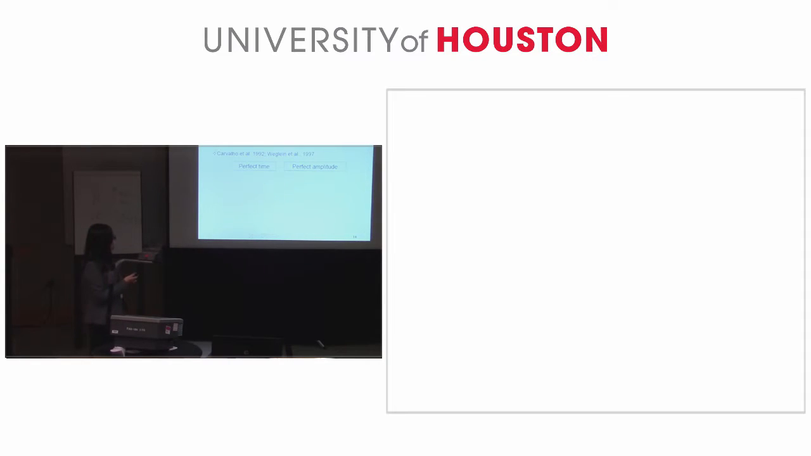In 1992 and Weglein et al. in 1997. In principle, this method can provide you the perfect time and the perfect amplitude of free surface multiples. So through a basic direct subtraction, you can eliminate the free surface multiples in your data.